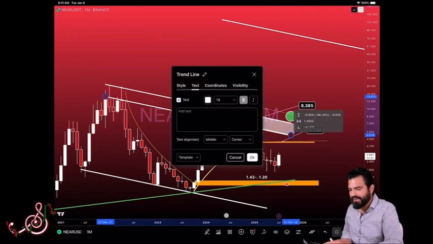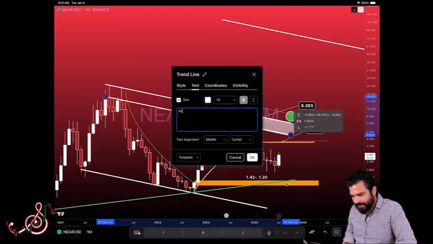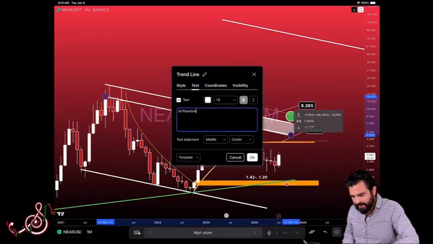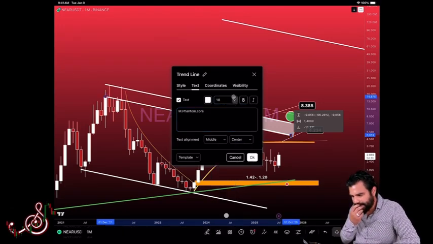And I'm going to type in this word. Monthly, or m.phantom. Okay. And I'm going to put the word core, .core, so I can see where that's at. It's not a full core cluster, but it's about where it should be. Let's not make it bold. It doesn't need to be bold.